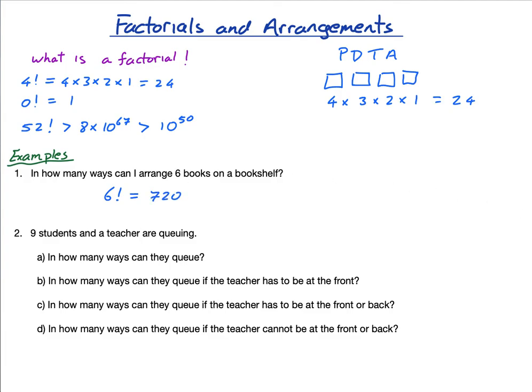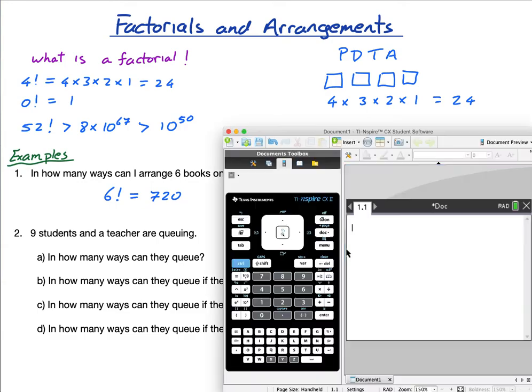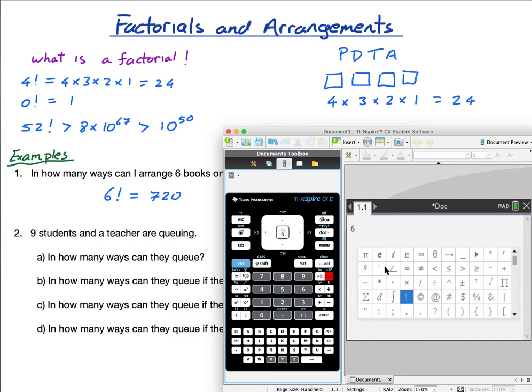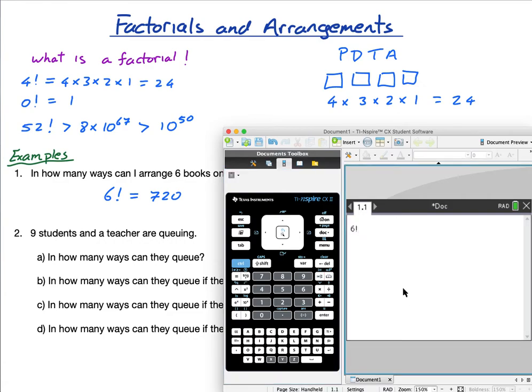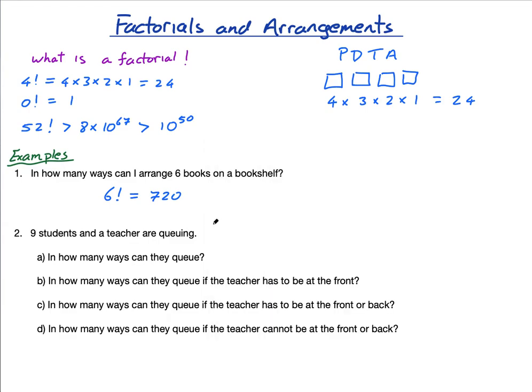Now let me show you how to do this on your calculator. So 6 is here. Factorial, see this book here? This is where you find most things. If I press Control and the book, it brings me to a lot of symbols here. Here's my factorial symbol. Press Enter. 720. Nice.